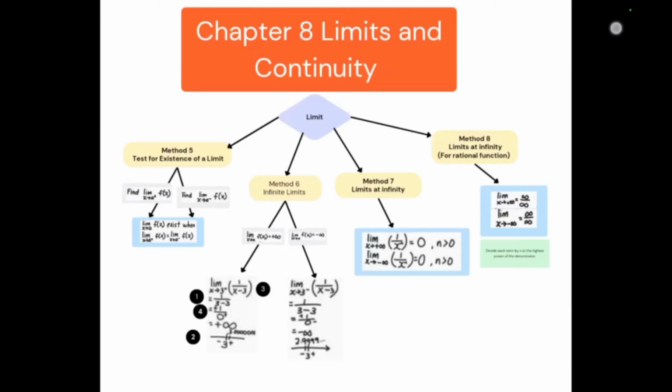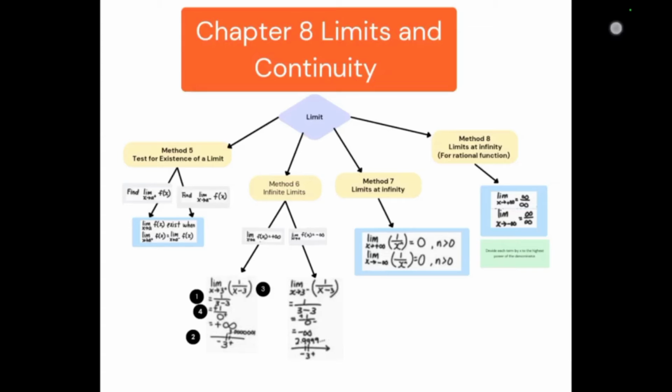This is method 7. Okay, and method 8, the last method for limit, is limits at infinity for rational function, where our limit as x approaches positive infinity or negative infinity. If we direct substitution, we will get infinity over infinity. So in this situation, we need to divide each term by x to the highest power of the denominator to find out the answer. Okay, that's all from me.